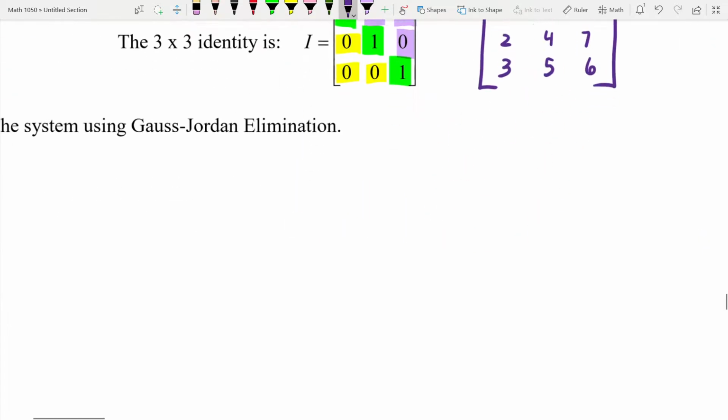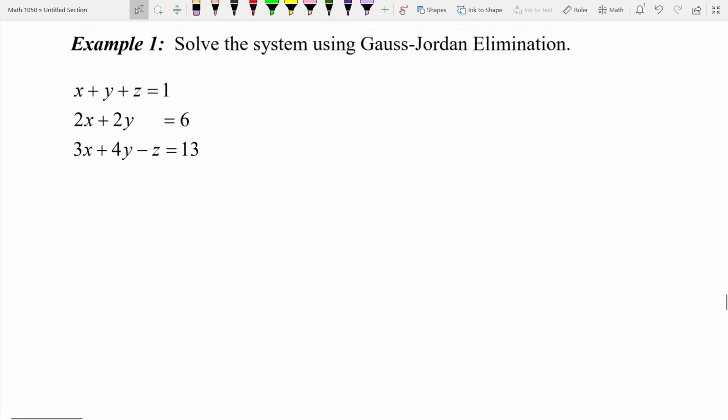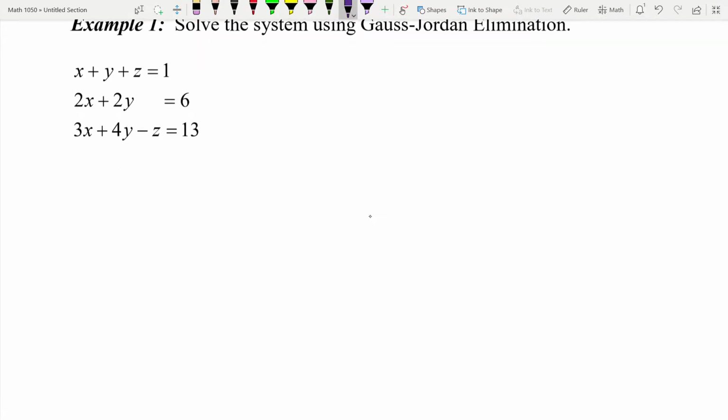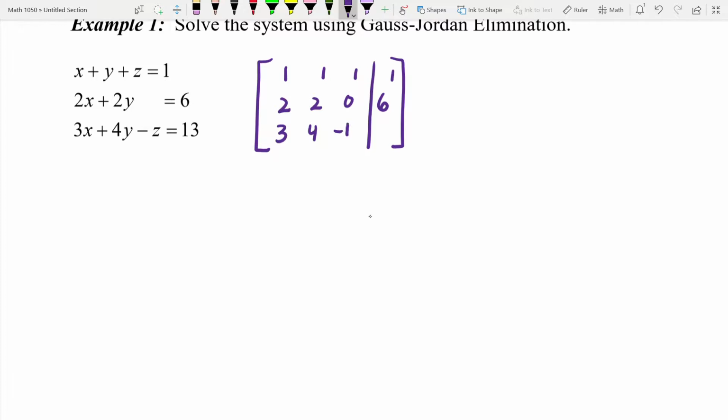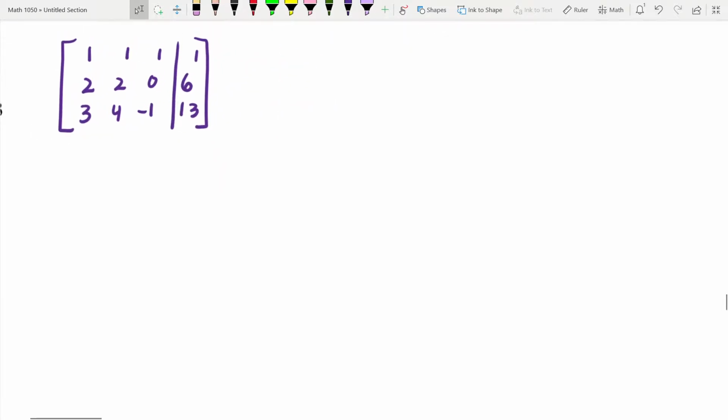Okay, we're just going to jump into it. Solve this using Gauss-Jordan. We're just going to jump into a 3 by 3. Okay, so you do your matrix. Across the top, 1, 1, 1, solid line 1. Underneath that, 2, 2, 0, 6. Underneath that, 3, 4, negative 1, and 13. Okay? Now watch. Please don't go ahead of me.